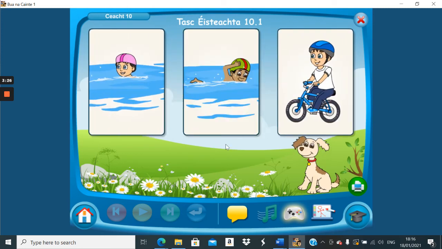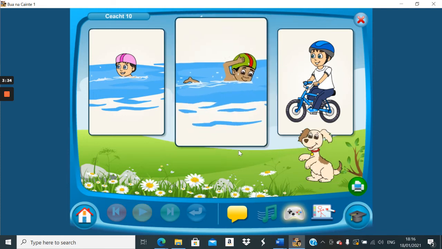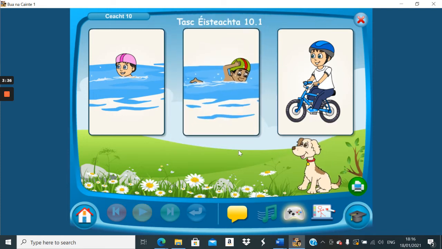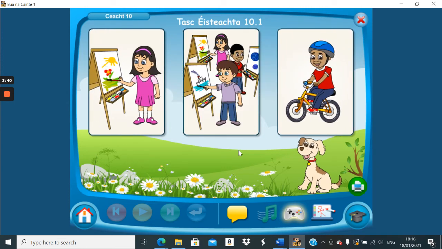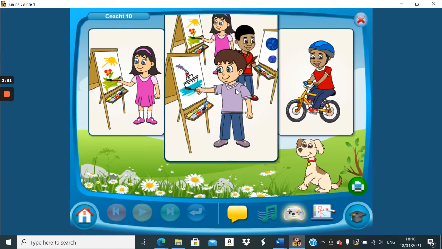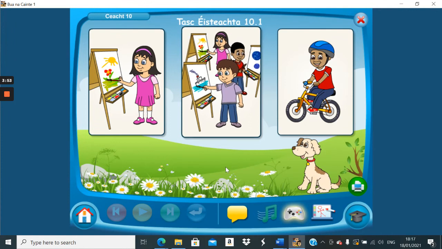Bhí sé ag snámh. Which one is it? He was swimming. Bhí siad ag péinteáil. Ag péinteáil is painting. It means they were doing it.